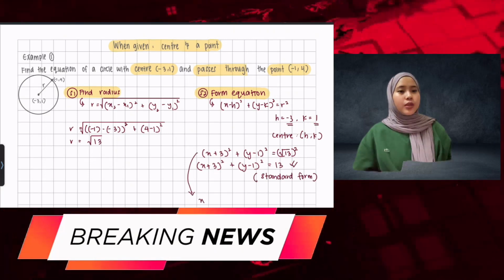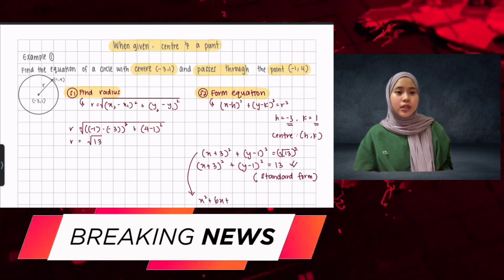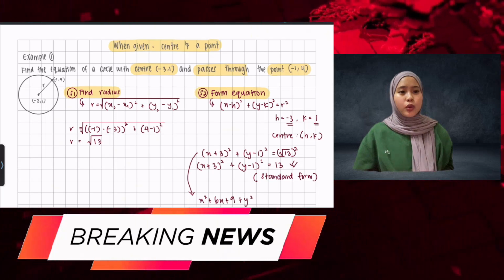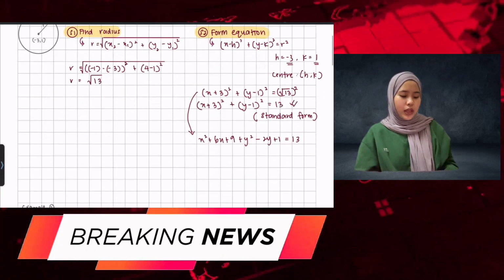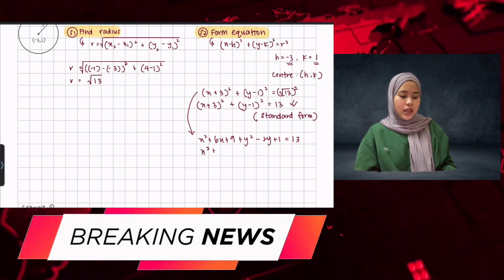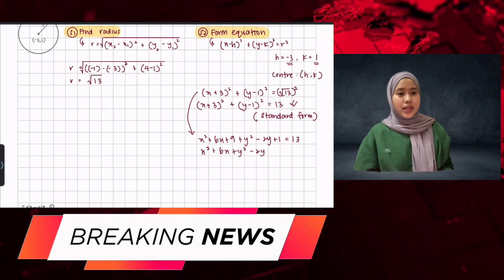To achieve the general form of a circle, you will have to expand the standard form and equate to 0, meaning you have to move everything from the right to the left. Hence, you will get x² + 6x + y² − 2y − 3 = 0, which is the answer.